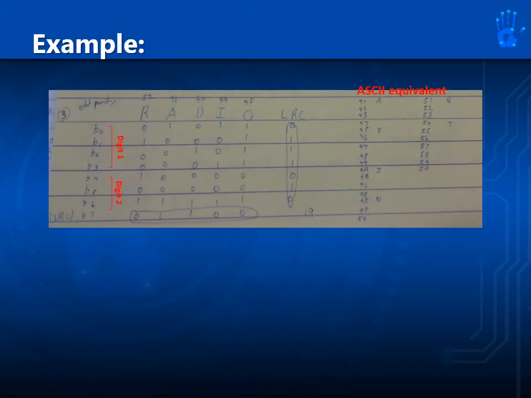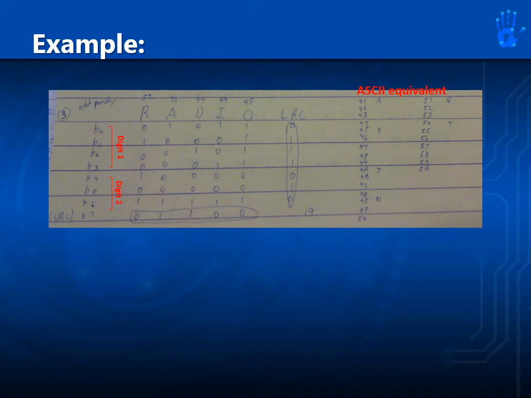Please look at this example. Excuse the handwriting. So we have the message radio. For each character in this word, there is an equivalent ASCII code. So for R, A, D, I, and O, the ASCII code is written above it. If you're curious as to how the ASCII code corresponds to each Roman character, please look at the right side of the image.